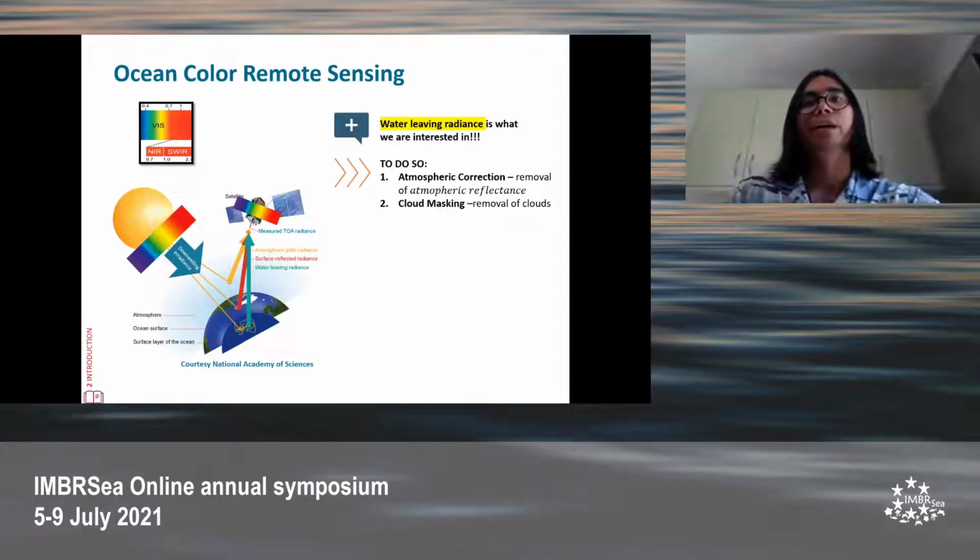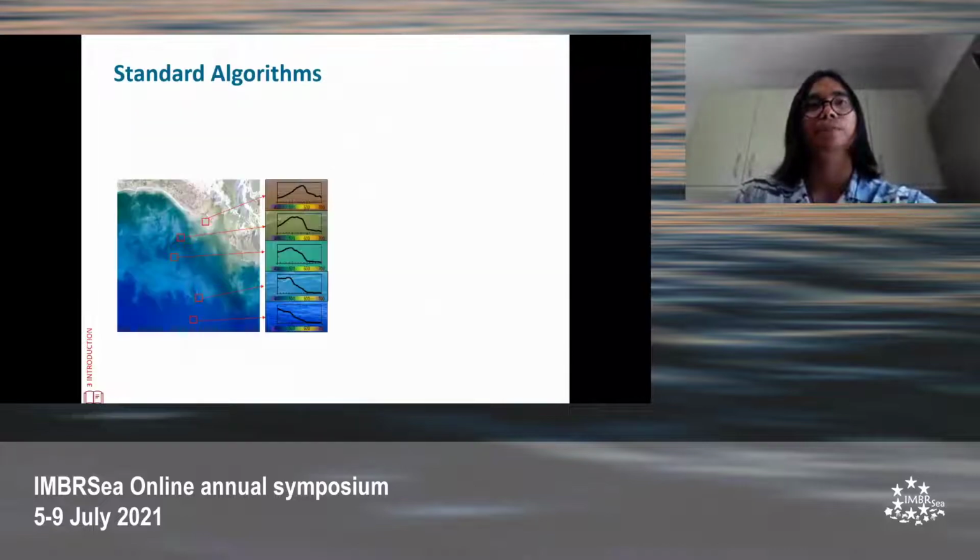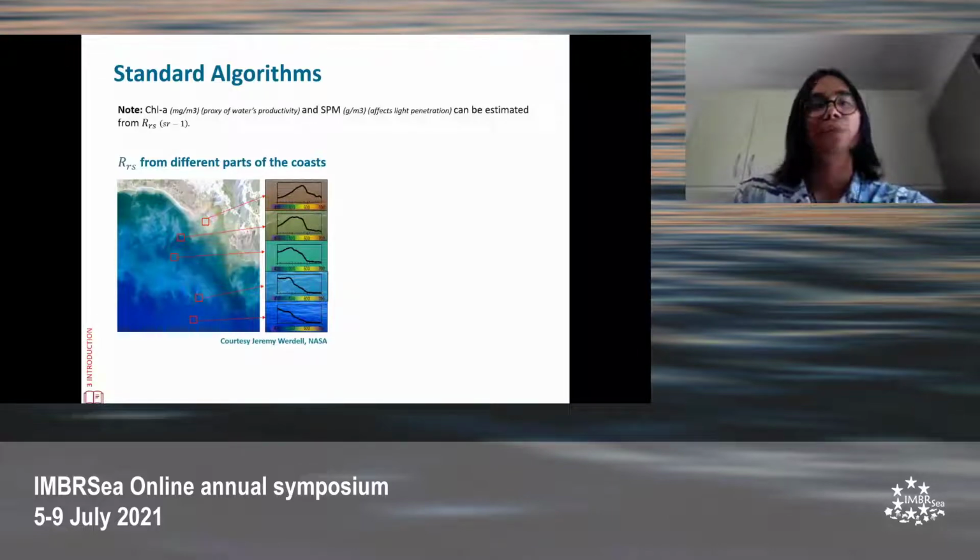In another aspect, we have the remote sensing reflectance. It is basically the basis of the satellite data. And by formula, it is the ratio of your water leaving radiance to the downwelling irradiance. It is important that wavelengths interact differently and is dependent on the nature of the particles. So for example, here in this photo, we see the reflectance graphs. And we can see that in different regions, there's a difference in the graphs, and therefore noting the difference in the water quality. Hence, we can estimate chlorophyll A, which is basically the proxy of water's productivity, and the SPM, which affects the light penetration, using the Rrs.